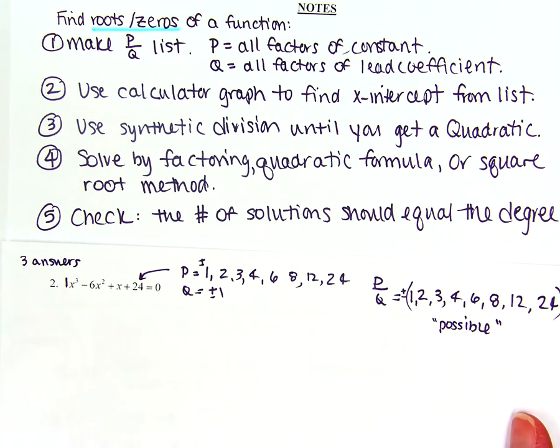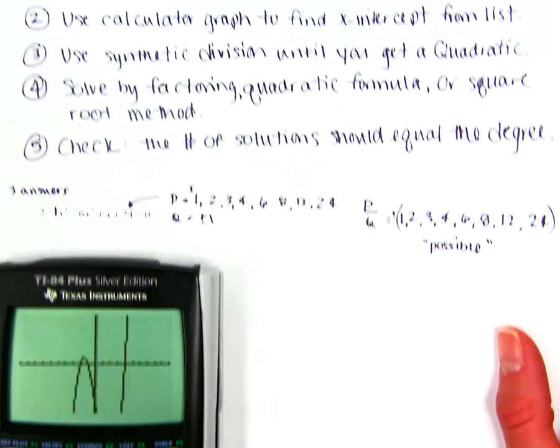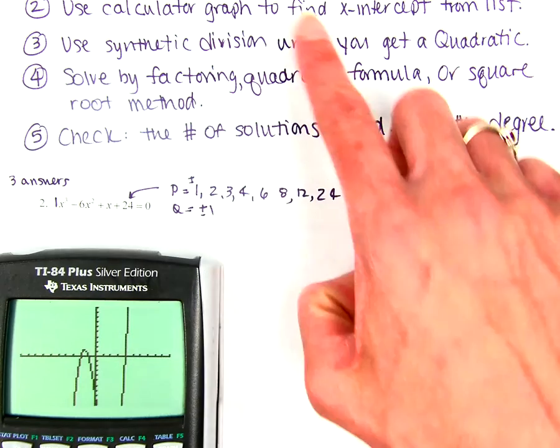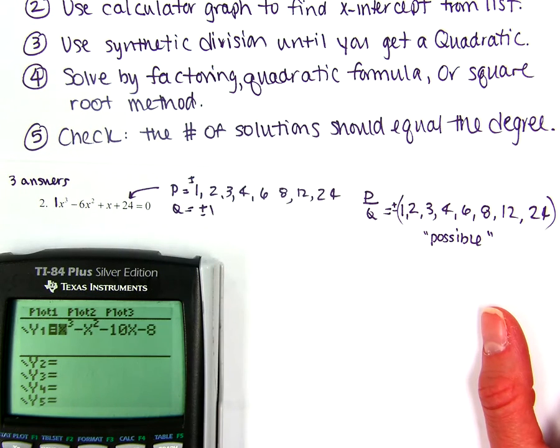All right, so again, you're going to use your calculator to get started. We're going to graph and find the x-intercepts. So go to y equals, type in your equation, x cubed minus 6x squared plus x plus 24. Double check that you have it in correctly.